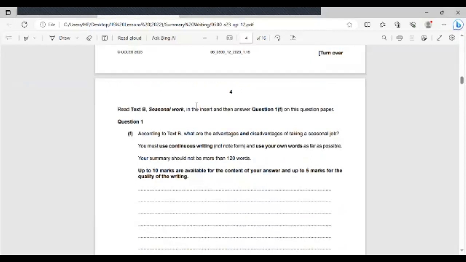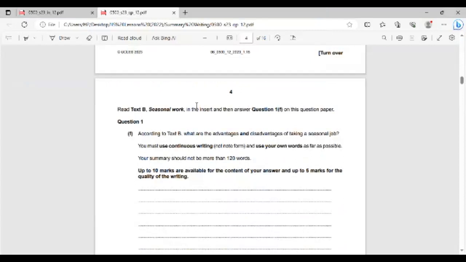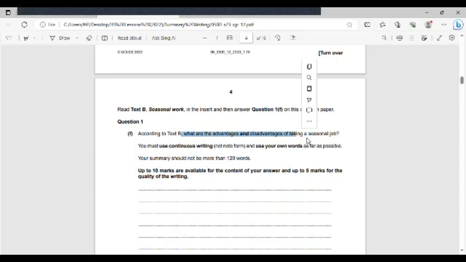I tell my students that there are three types of summary questions in IGCSE First Language. The first type is single focus questions, meaning summary questions that have only one point of focus. That's the example we just read: what are the tips tombstoners can be given? But the summary question here has 2 points of focus. The first point is advantages of taking a seasonal job. The second point is disadvantages. So I oftentimes call this a double barrel question, which is a question that has 2 points of focus.